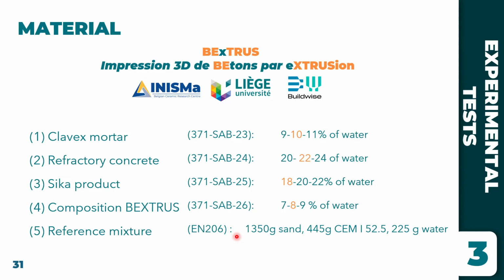The reference mixture follows the EN 206, and I also have 4 different mixtures in here: the Clavic mortar, refractory concrete, Sika product, and composition Big Truth. And the orange number in here is the original water content. I change the water by 1 or 2%, depending on the mixture, to test the robustness of the mixture.